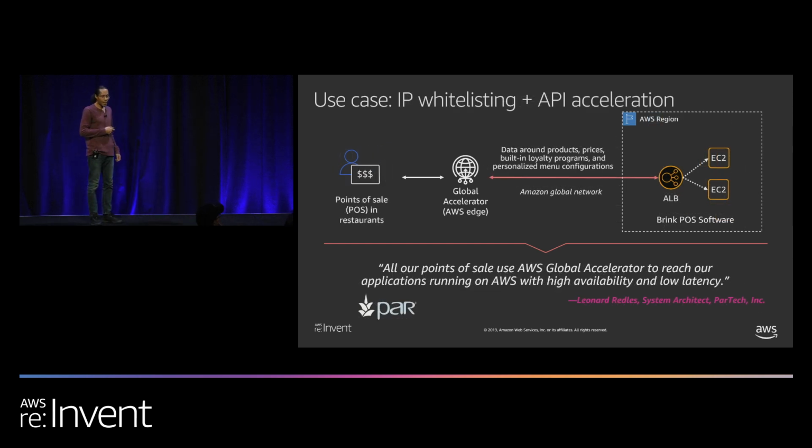IP whitelisting, API acceleration. So with Paar, they offer points of sale. And these points of sale in multiple locations are all calling back into their services, their ALB. And they're using Global Accelerator. And you can see right there in the quote, it allows them to leverage the high availability and low latency of Global Accelerator.